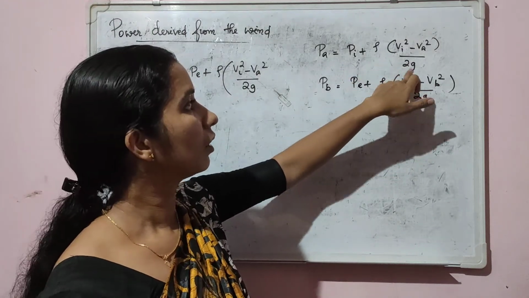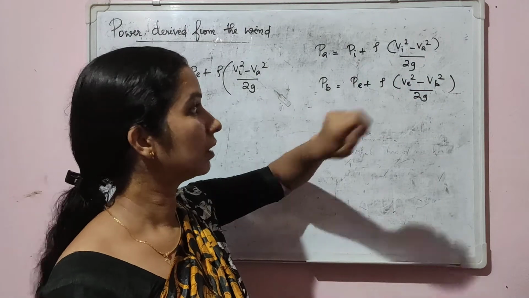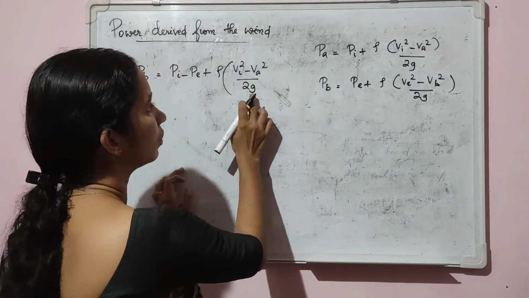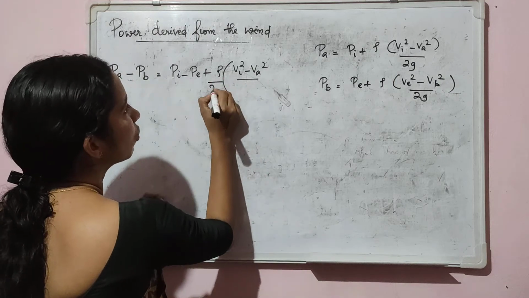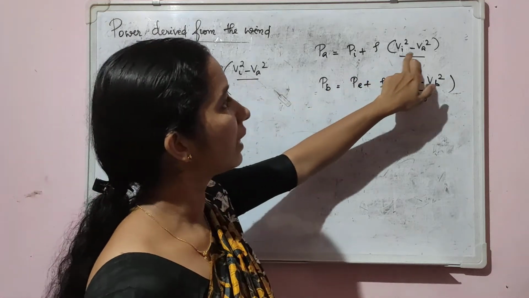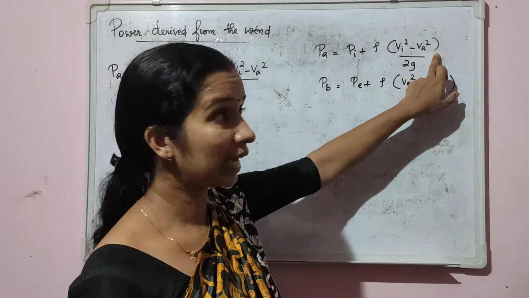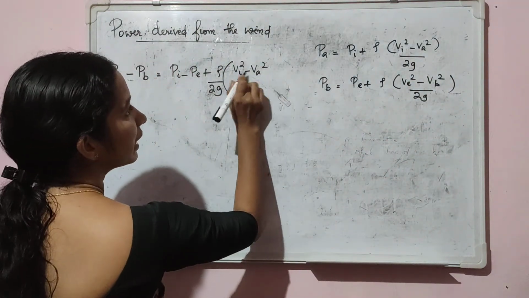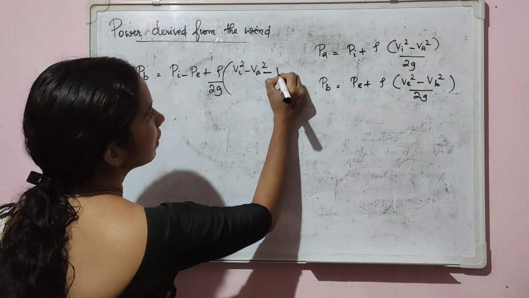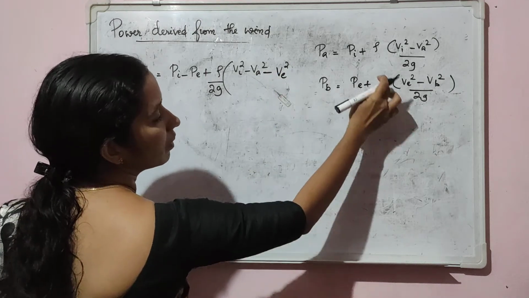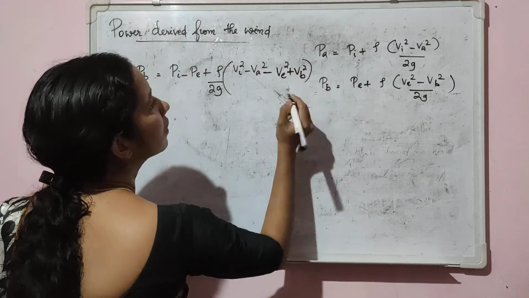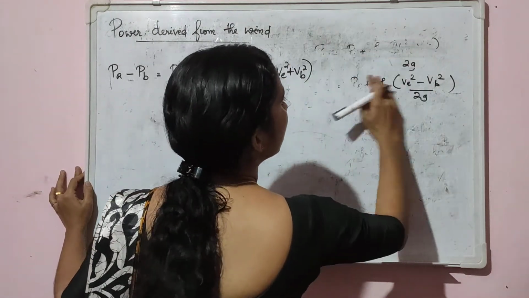Here rho by 2G is a constant. So rho by 2G into Vi square minus Va square minus Ve square minus Vb square. That is Vi square minus Va square minus Ve square, and minus of minus Vb square becomes plus Vb square. This will be the remaining term.